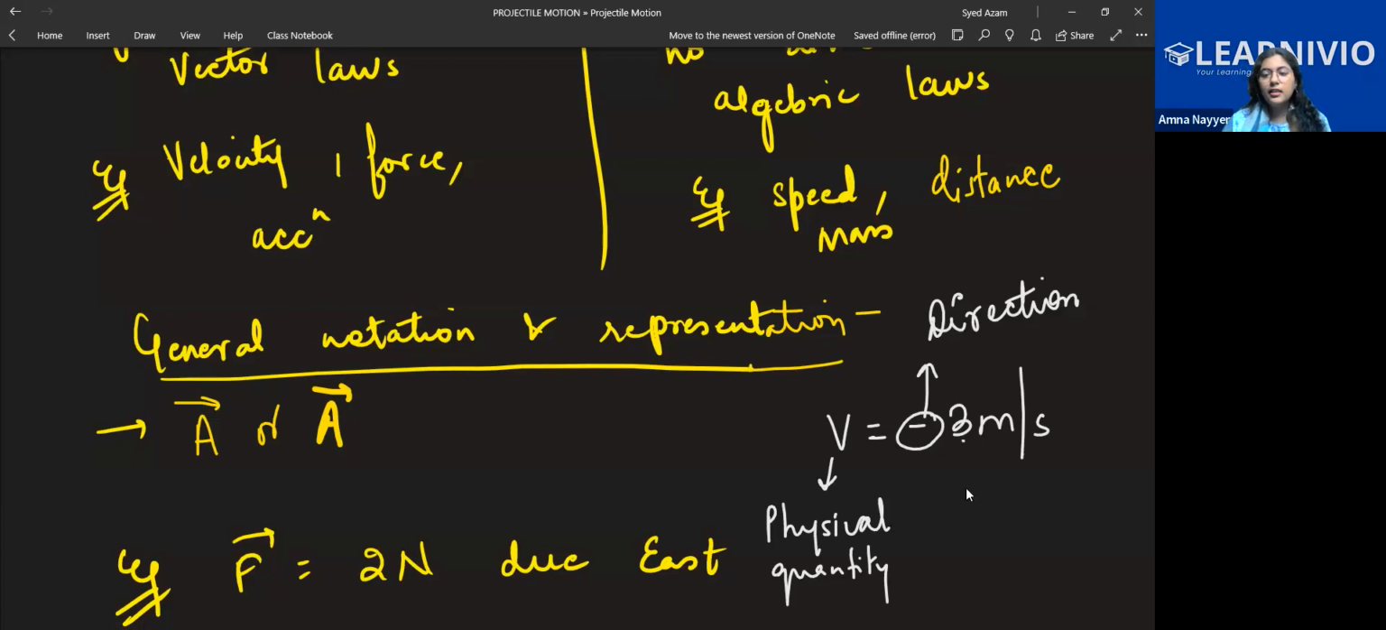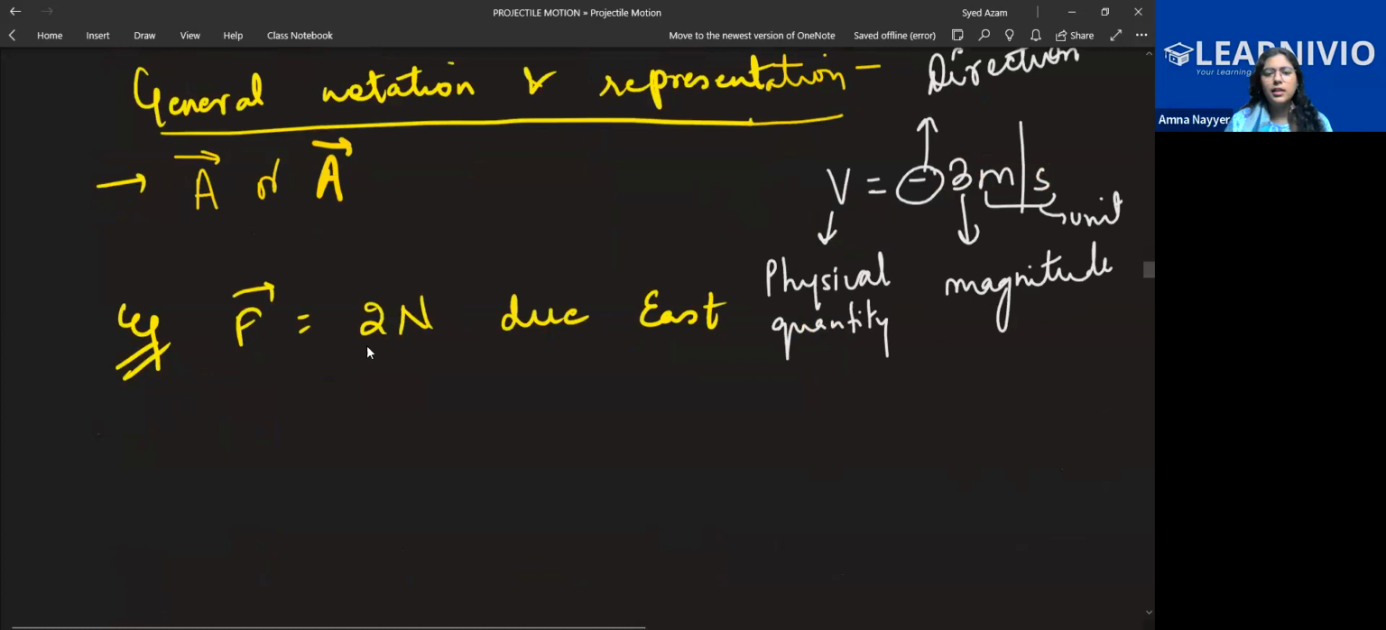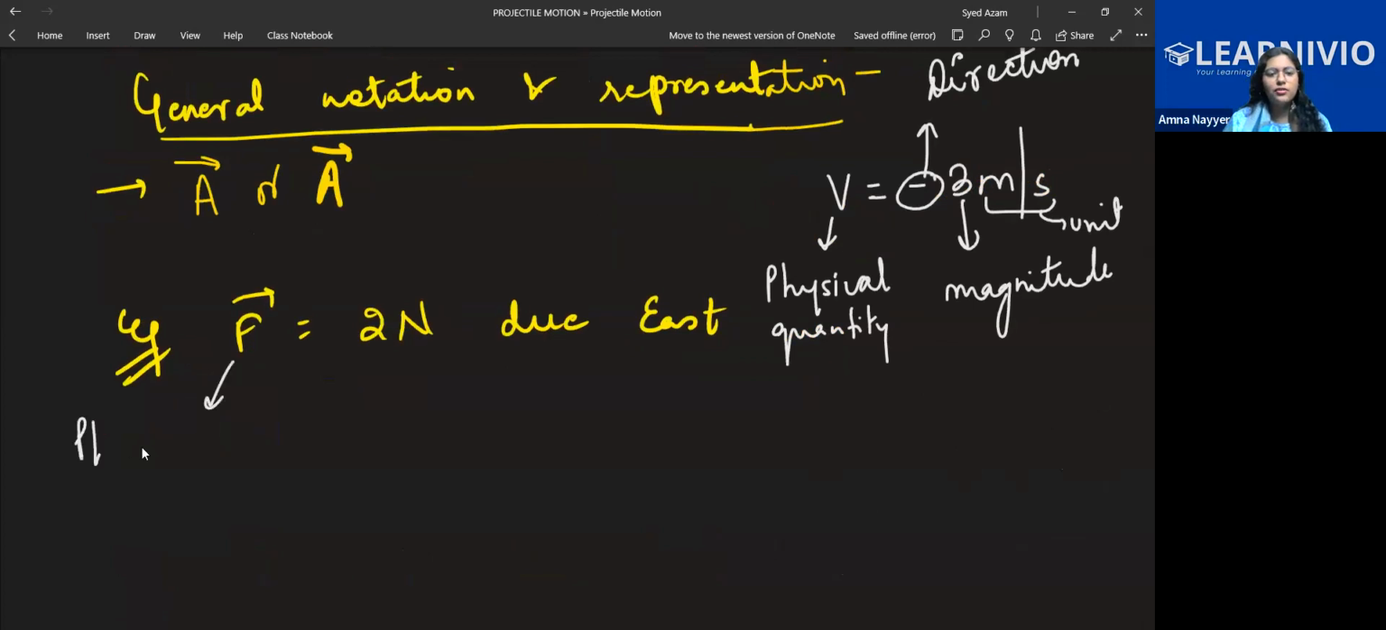Now see, look at this 3. 3 is just the number. If I just take the value 3, this is called the magnitude. And this meter per second part, this is the unit. So this is how our vector is written. And when we say it has a magnitude as well as a direction, it means this. Or look at this example, F is equal to 2 Newton due east, without any minus or plus. F is what? This is your physical quantity. Right? 2 is what? 2 is the magnitude.